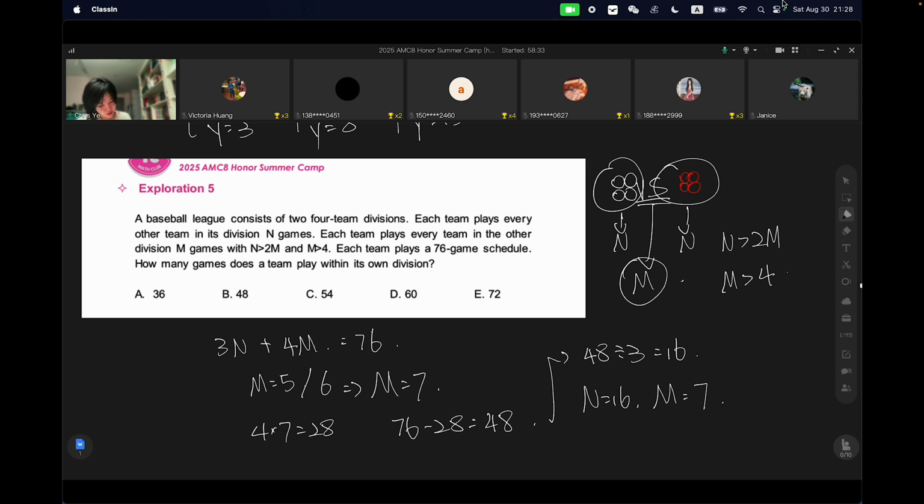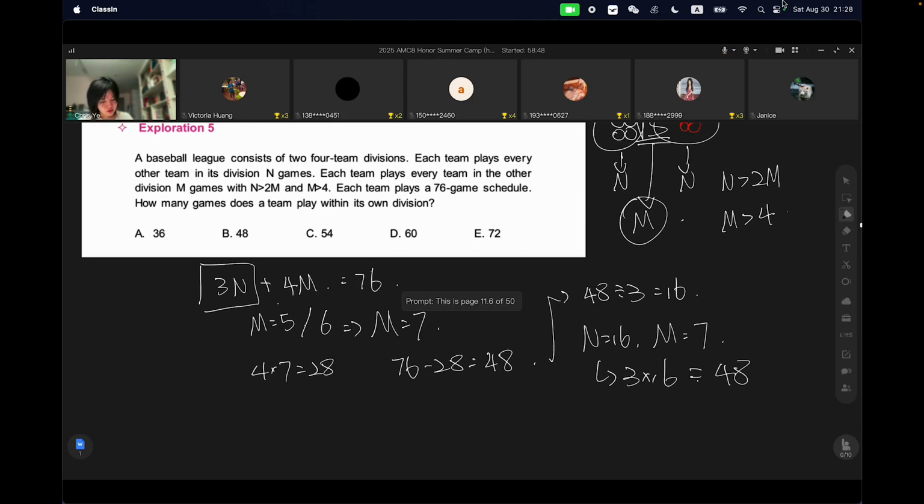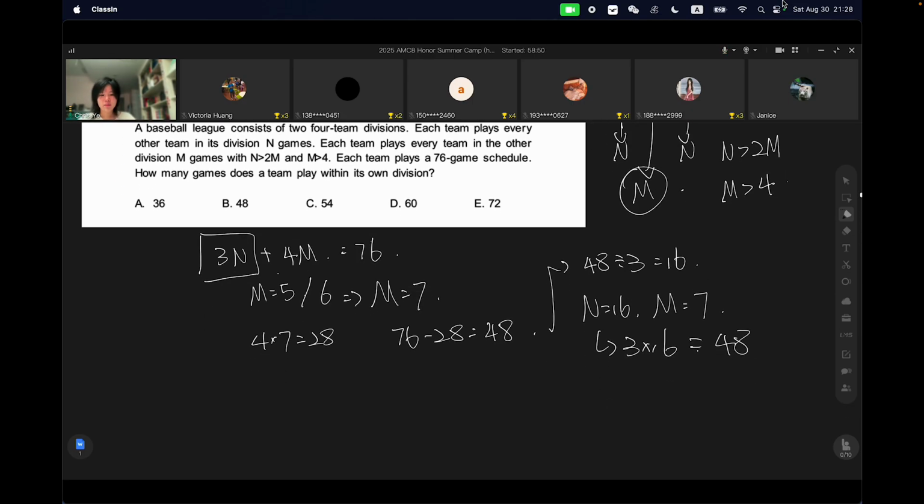Now that we know n equals 16, there would be 3 times 16 games within its own division, as we already explained before. So that would be 48 games in total. So this is our first answer, but there are possibly other answers as well. So let's look back at the problem.